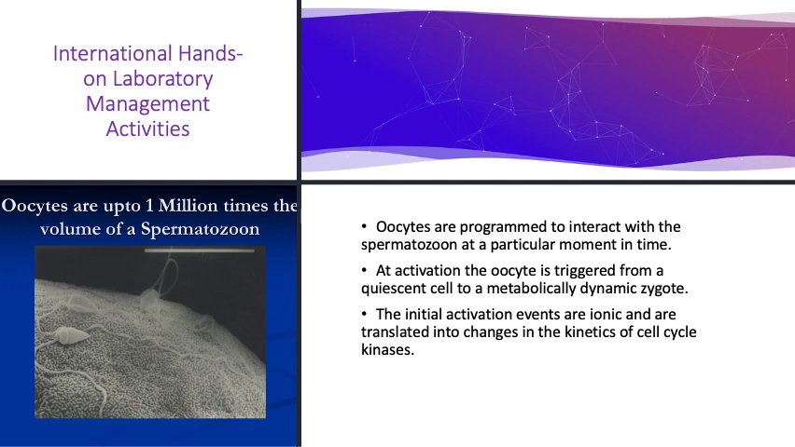So what is activation? The activation of the oocyte is a triggering from a quiescent cell to a metabolically dynamic zygote. It's quite a dramatic cascade of events that changes the whole physiology of the oocyte. The initial events are ionic, and these are translated into changes in the kinetics of cell cycle kinases, and this, of course, leads to the events of meiosis.